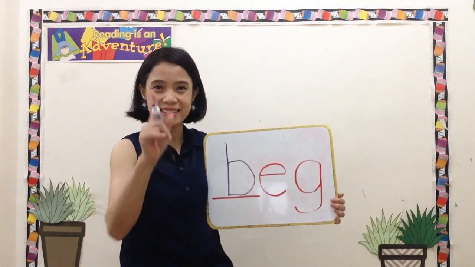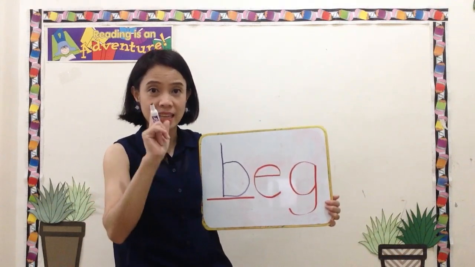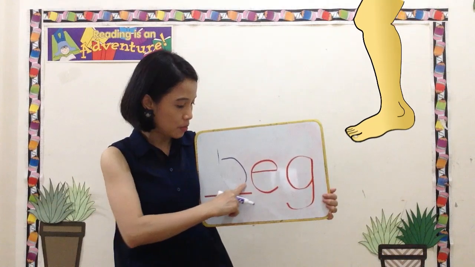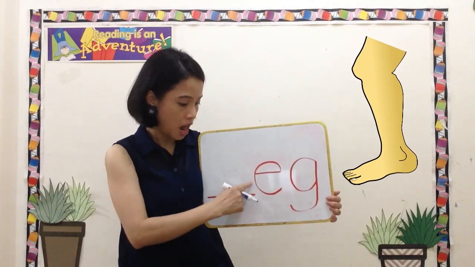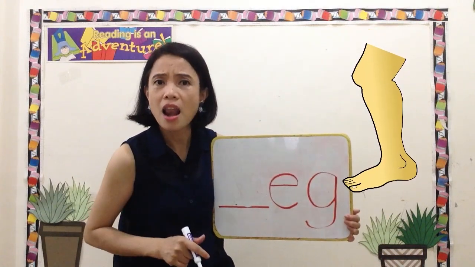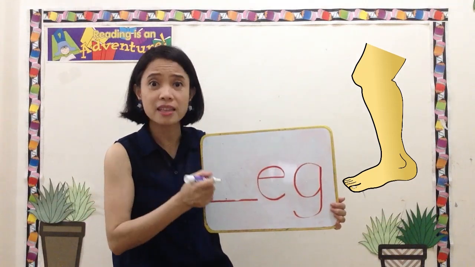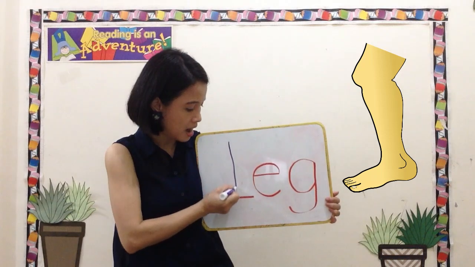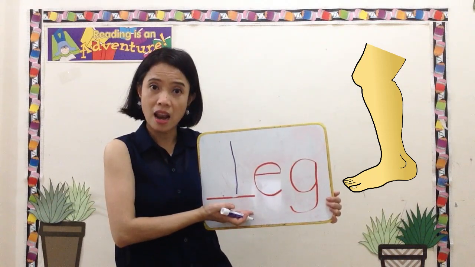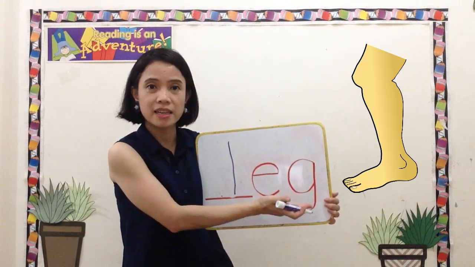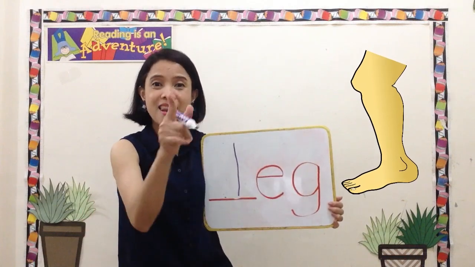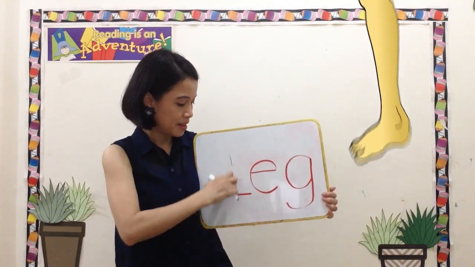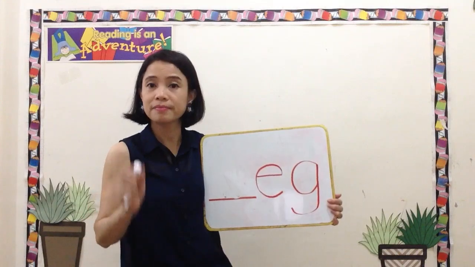Beg. Here's the next one. Leg. What's the first sound you hear? Say it again. L. That's right, it's letter L. L. Egg. What's the word? Leg. Here's the next one.